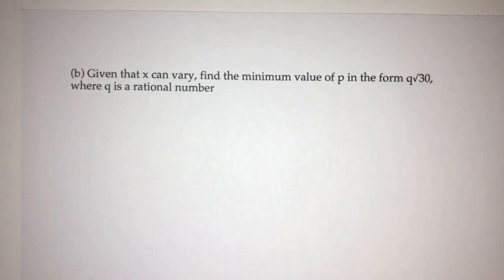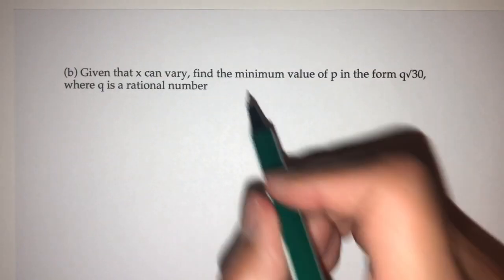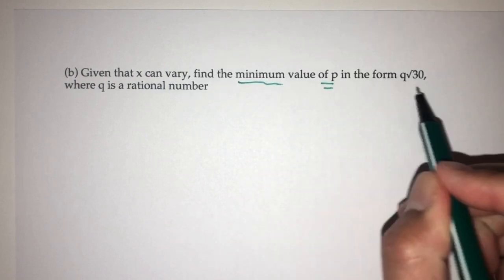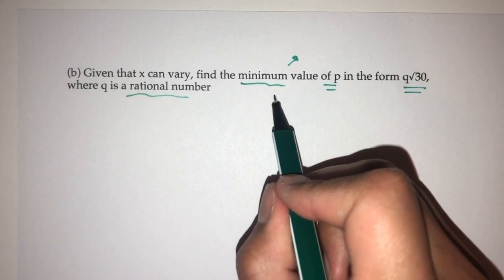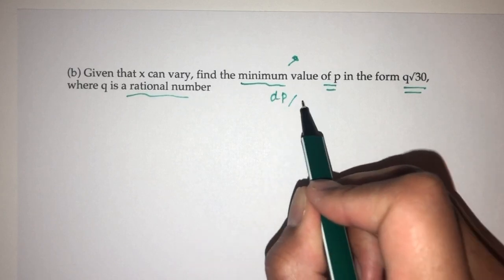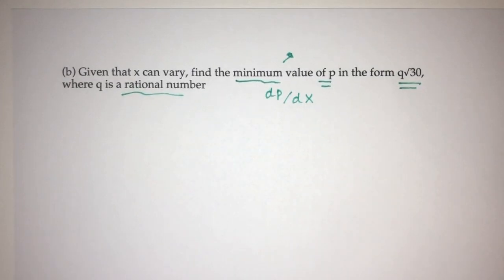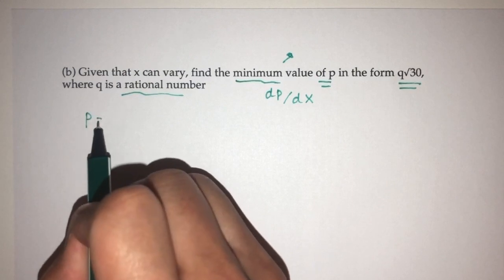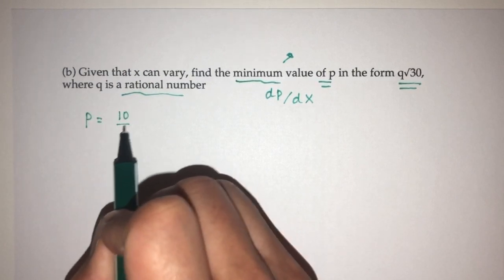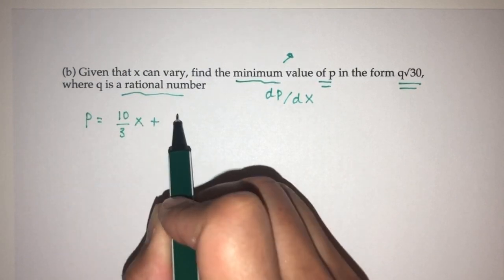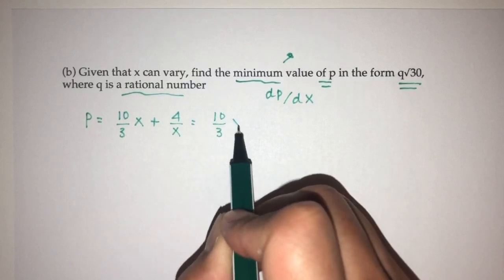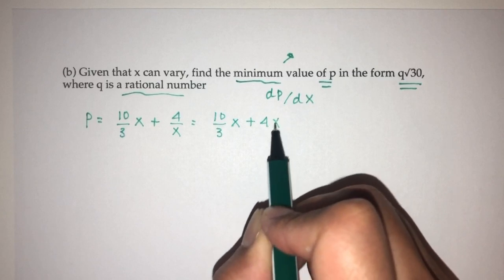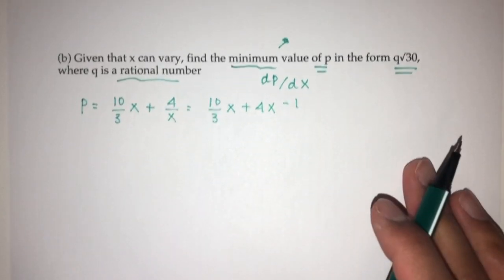Now for part B, given that x can vary, find the minimum value of P in this form. So pretty easy. When we want to find the min value or the max value, we have to find dP by dx in this question. So P was found to be 10 over 3x plus 4 over x. Now we can rewrite this as 10 over 3x plus 4x to the power of minus 1, right?